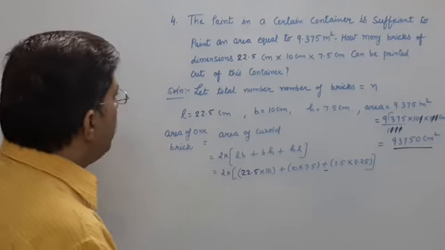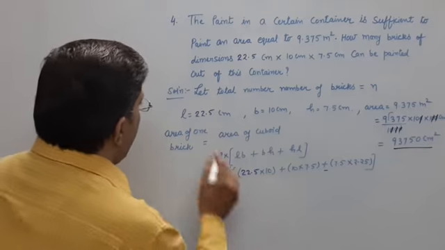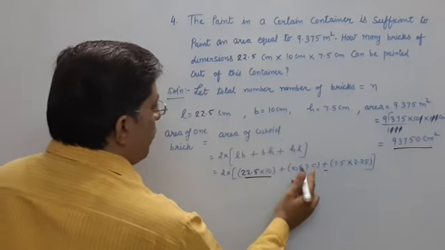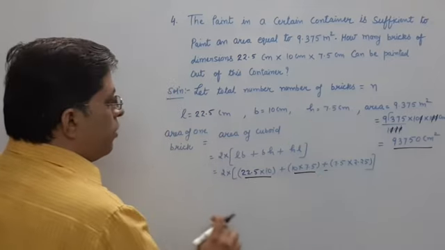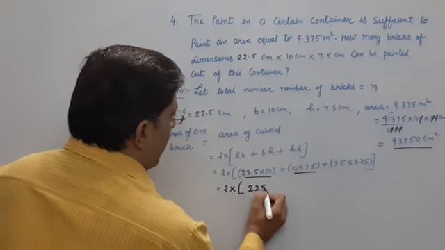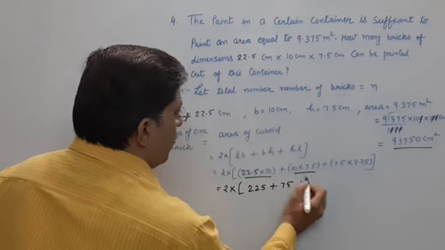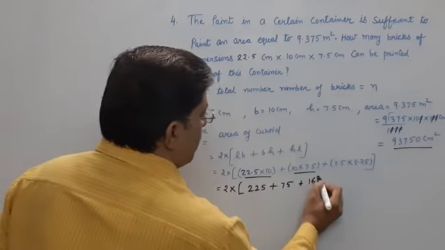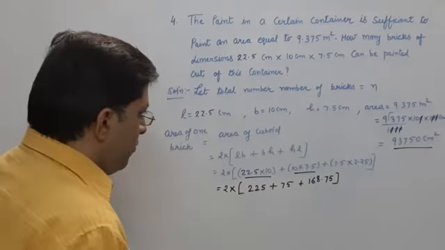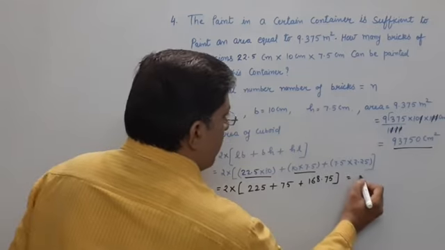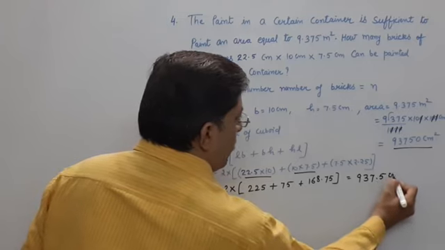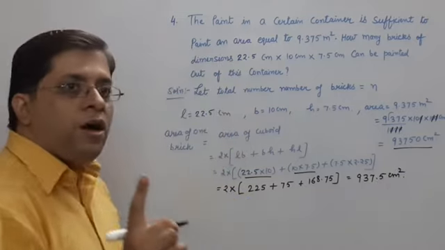Come on, now I am putting the values. 2 into LB, L is 22.5, B is 10, plus 10 into 7.5 plus 7.5 into 22.5. If I multiply, I will get 225, here I will get 75, and this is 168.75. Then what will come after multiplying by 2? This is 1837.5 centimeter square. This is area of one brick.